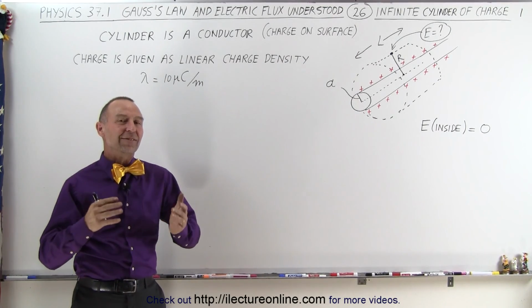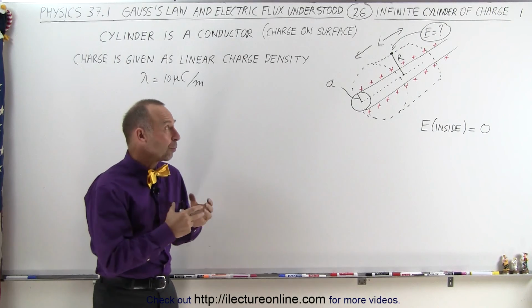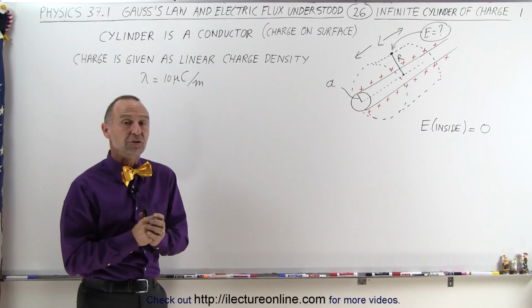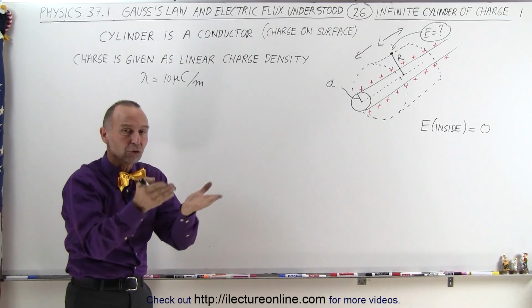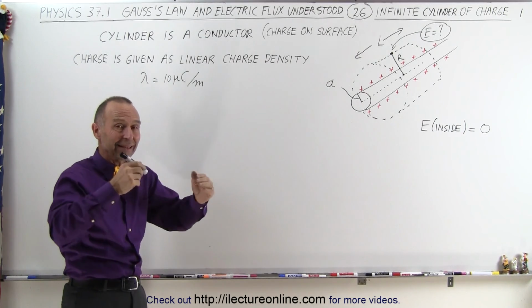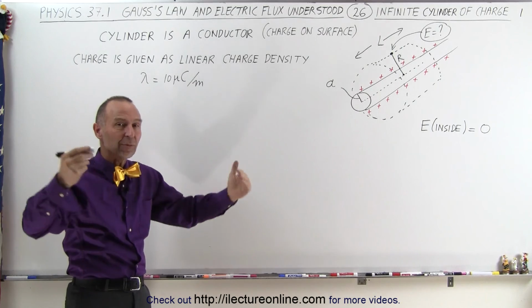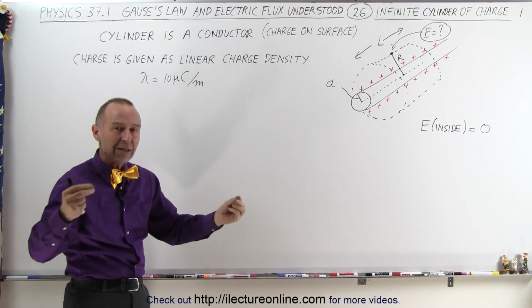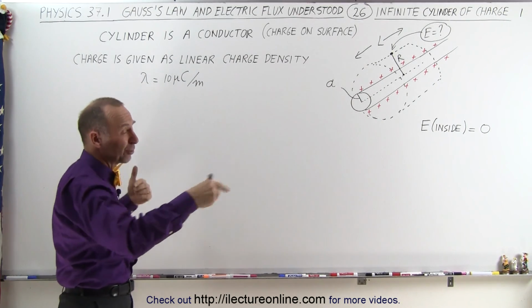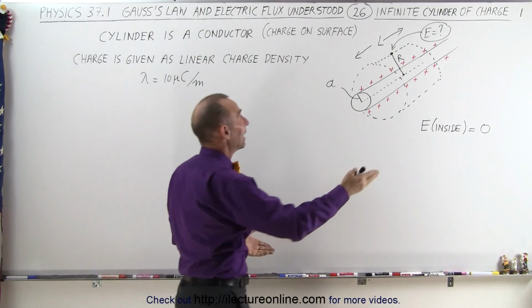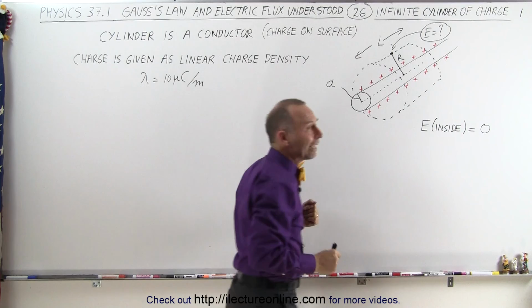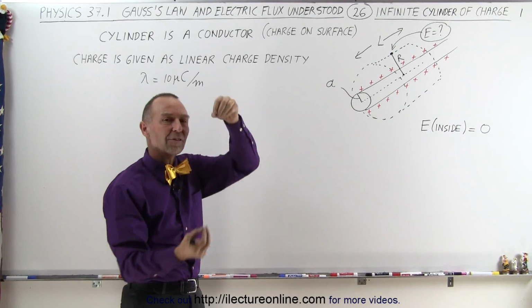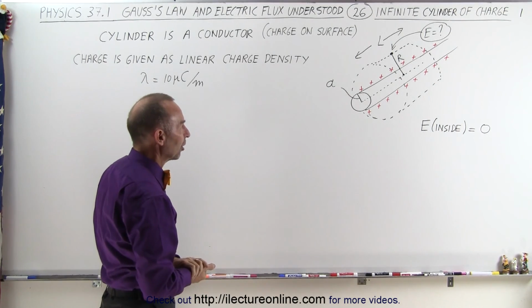Now let's take a look and see how Gauss's law works when we have a cylinder of charge, and in this case the cylinder is a conductor, so all the charge resides on the surface of the cylinder, which means that the electric field will emanate radially away from the cylinder, not through the sides, well actually to the sides, but again if we think of it as an infinite cylinder of charge, we ignore what happens at the ends, we only care about what happens on the side of the cylinder of charge.